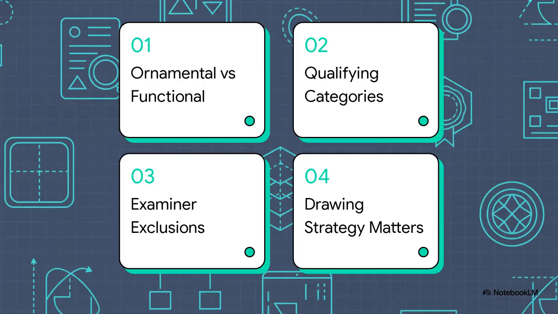We'll cover 4 key areas. First, ornamental versus functional limits. Second, categories that actually qualify. Third, exactly what examiners will exclude. And fourth, why your patent drawing strategy absolutely matters. Let's get right into it.